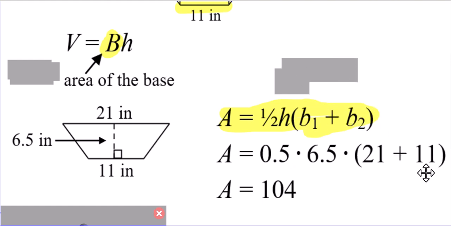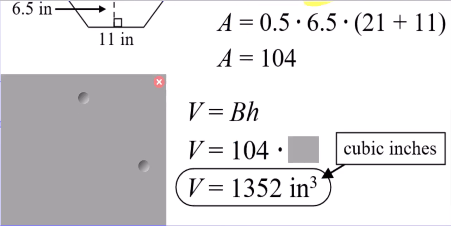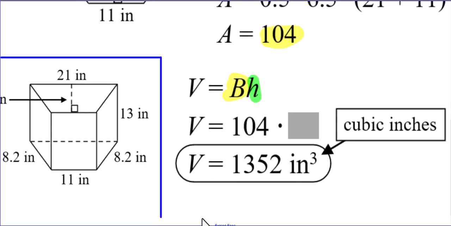Use my calculator. If you know where the parentheses keys are on your calculator, then you can do this all in one shot. You get an area of 104. Where does that go? The area becomes the value of capital B. And then to get the height, you need to find the line segment that goes between those trapezoids. Well, that would be the 13 inches. So I go ahead and substitute that in, and boom, multiply my calculator. I get 1,352.